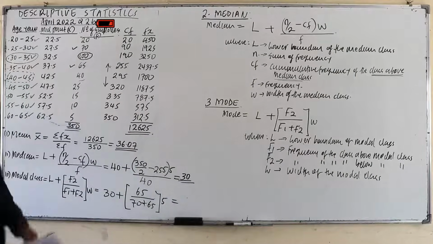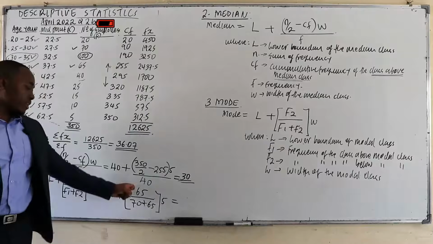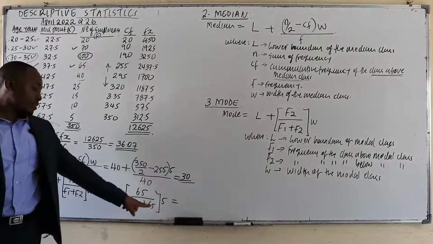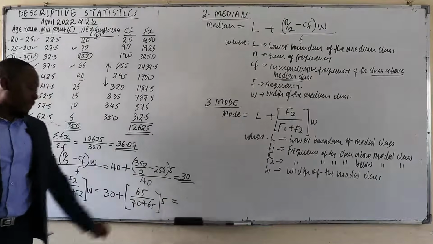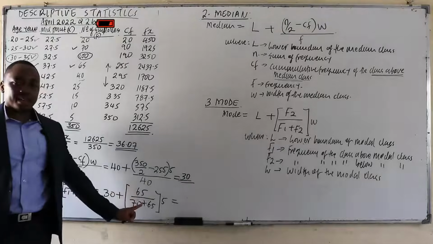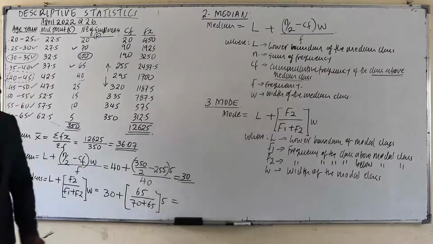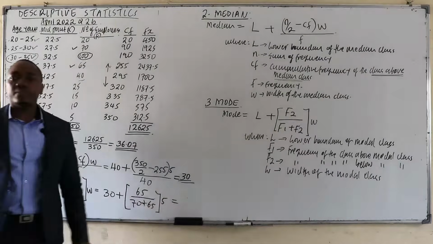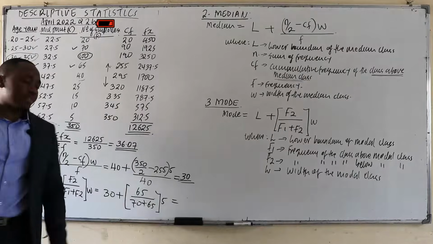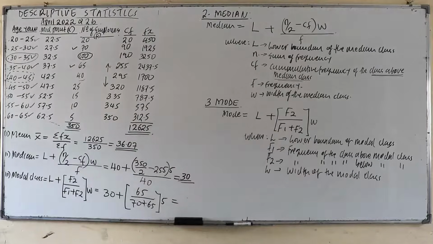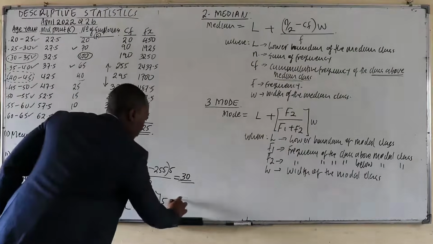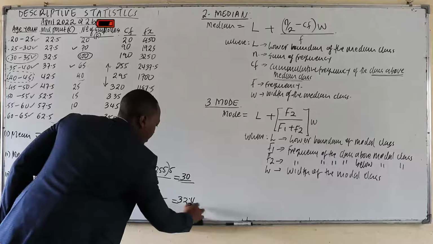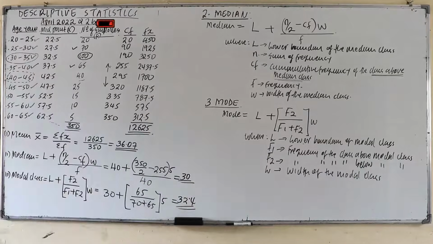So you apply the brackets, use the calculator. First of all, you take 70 plus 65. Then you take 65, divide by the answer. Then what you get, you multiply by 5, and then you add that. You get 2.4. That's 2.4. As simple as that.